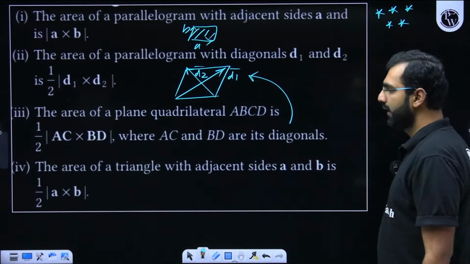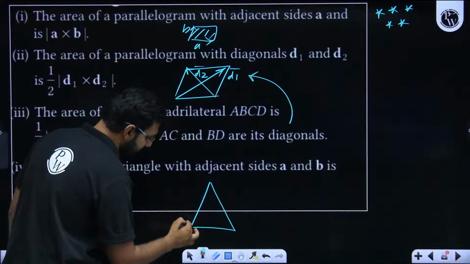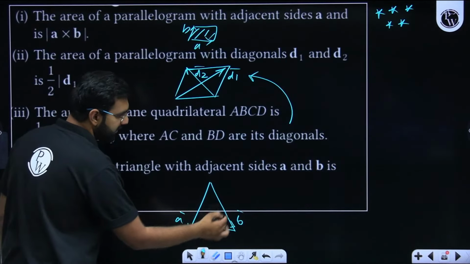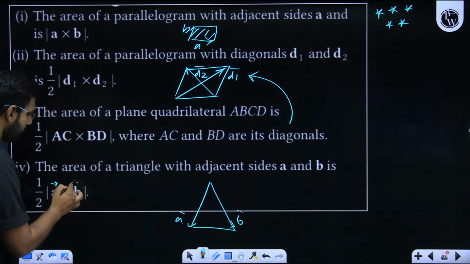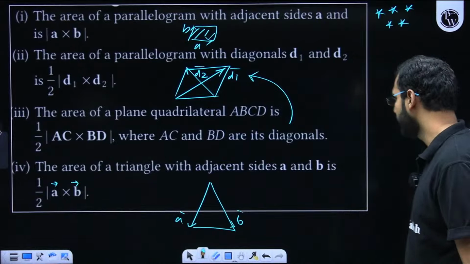Second conclusion, if you are having a triangle, let's say this is vector A, this is vector B. In that case, this triangle's area is half magnitude of A cross B. Will you remember that, all the participants?